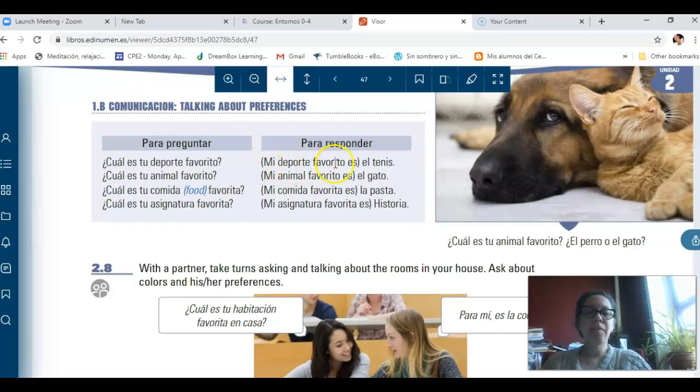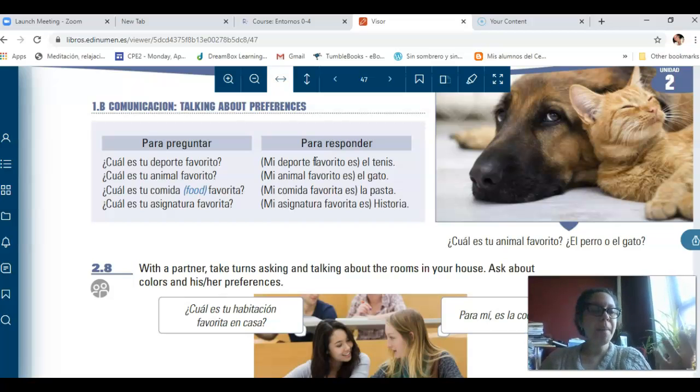Mi deporte favorito es el tenis. In English, you will start with my favorite. You're going to give me favorite first. And then you're going to add the thing. In Spanish, we do the opposite. Okay, so keep that in mind. Mi deporte favorito instead of my favorite sport. Okay.